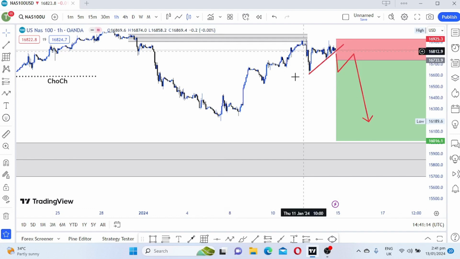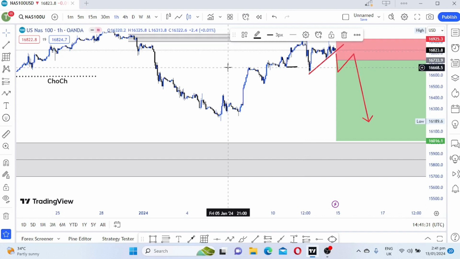zone here. So after tapping into the supply zone, we have our second change of character. So this is our second change of character, as you can see, our second choke. So this is our second choke, guys. Now let me just quickly go again, this is our last supply zone. So the market is quite clear here, guys. Nasdaq is quite clear. So we are on the downside.